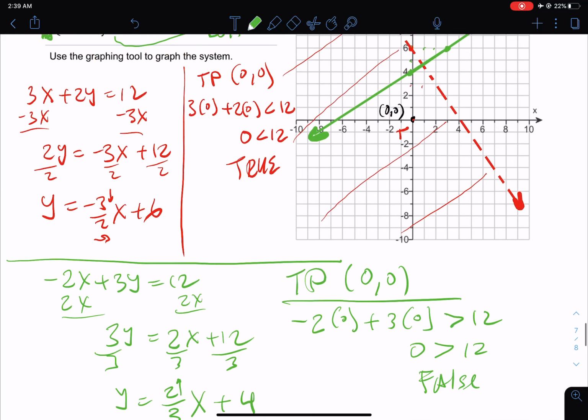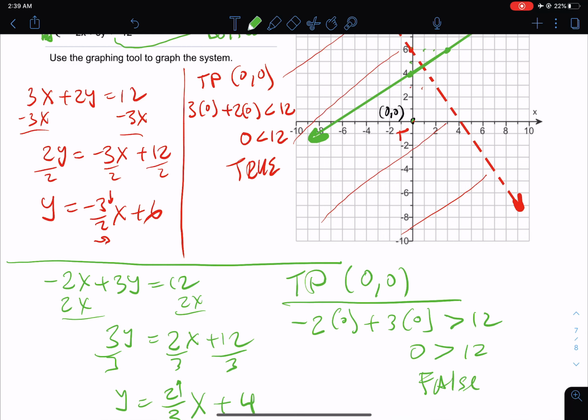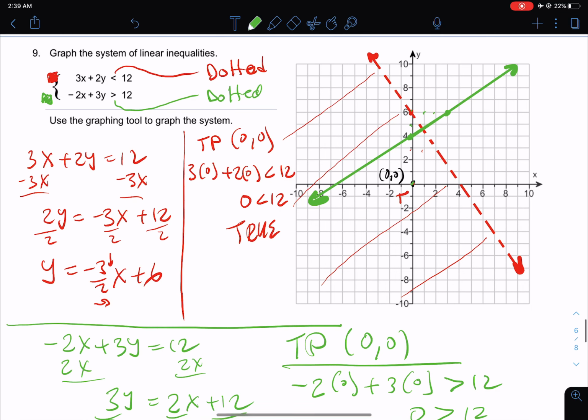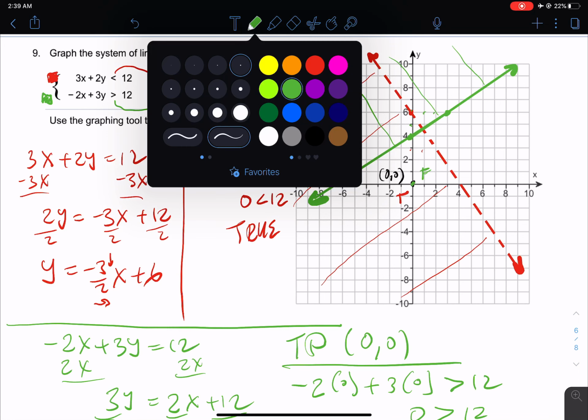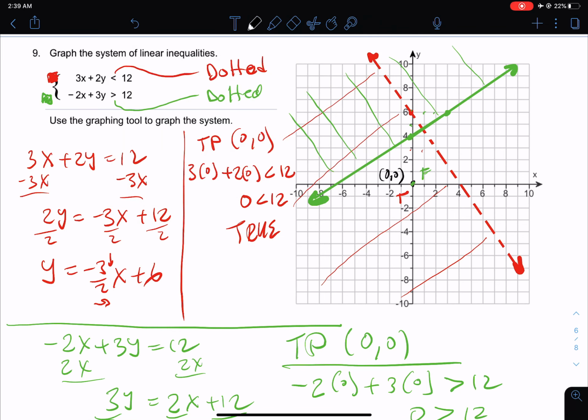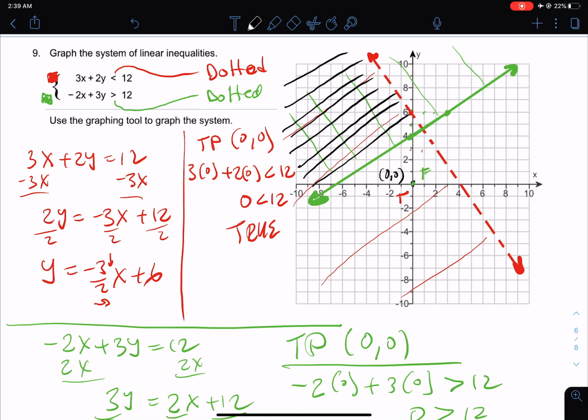Which means, let's see, I used this test point. I'm looking at the green line. I used that test point, and I got a false. That means the true statements are on the opposite side, up here. And of course, the actual solution is going to be the double shaded red and green. So we're going to take care of business by using the black pen, showing the solution by really thickening up our shading just to highlight that this is the solution.